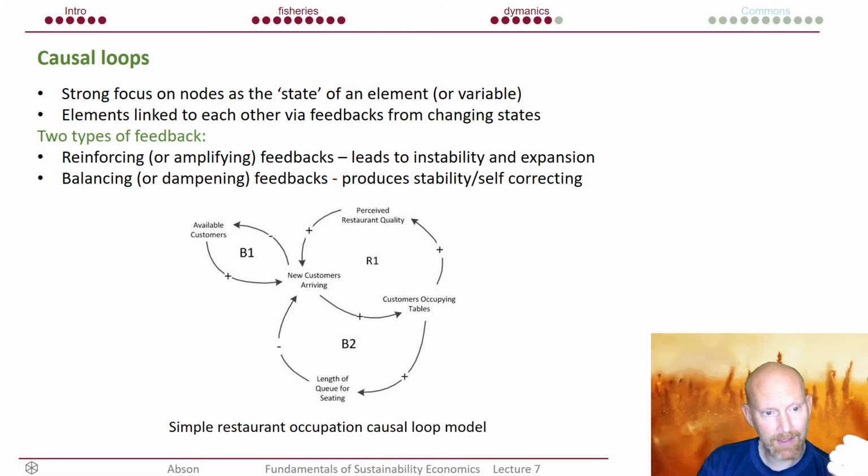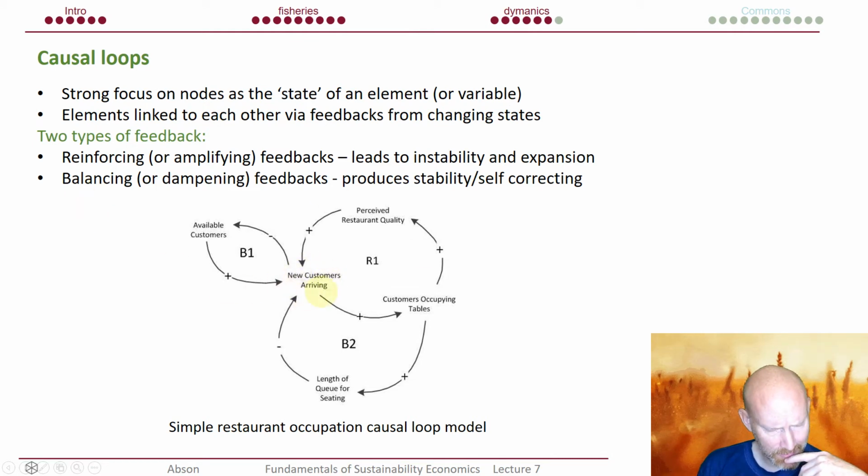You can generally think about two types of feedbacks which can occur. The first is amplifying or reinforcing feedback that leads to instability or expansion, or a balancing or dampening feedback which leads to self-correction. So this is a very simple model, a restaurant occupation model. And again, with these causal loops, you can start anywhere, but let's just start here.